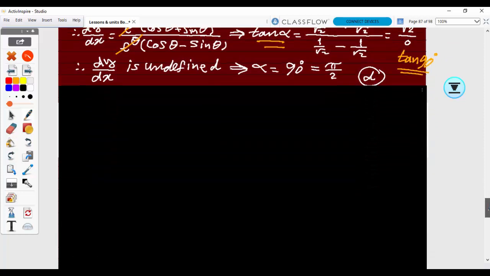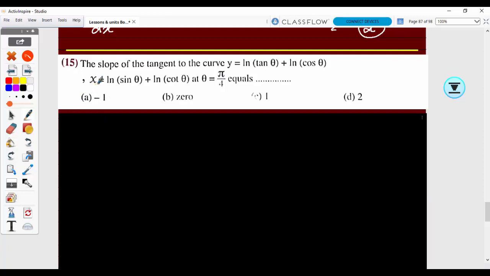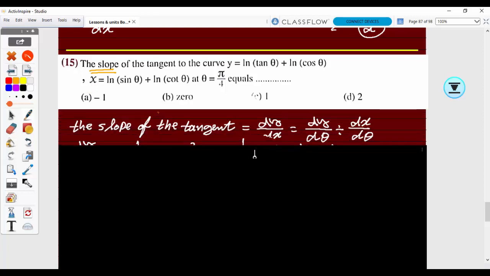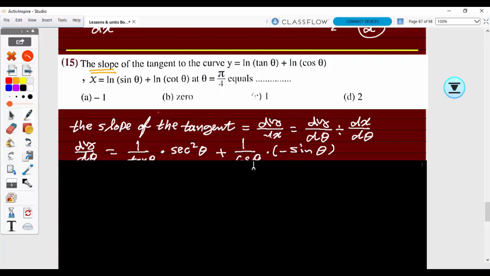Question number 15. Here we have the equation of the curve y equals ln tan θ plus ln cos θ. So what is required? The required is to find the slope of the tangent. The slope of the tangent is dy/dx. And again, we'll use the parametric equation and chain rule. dy/dx equals dy/dθ divided by dx/dθ.